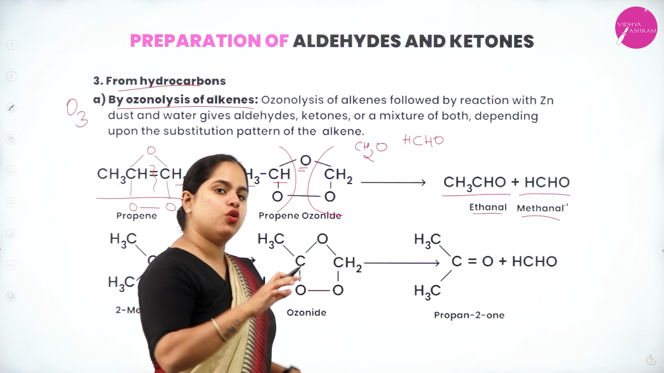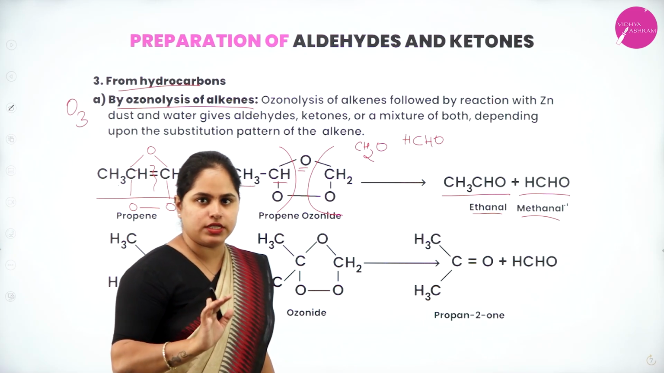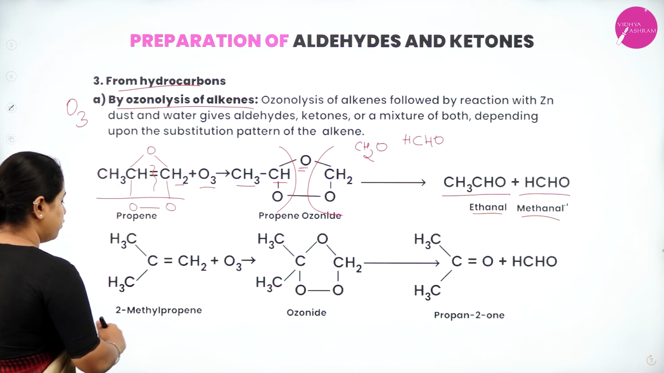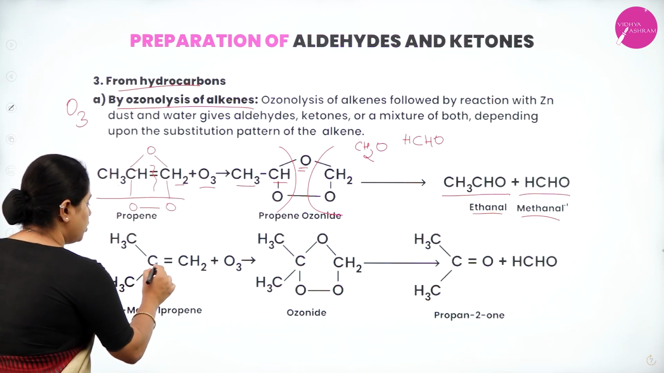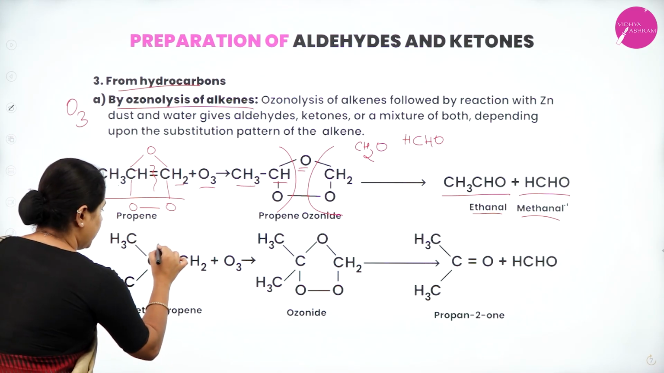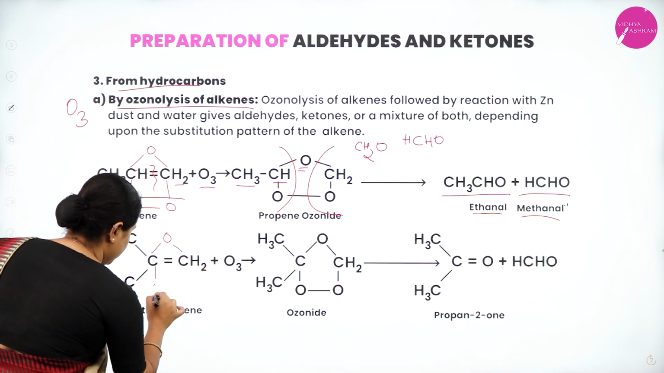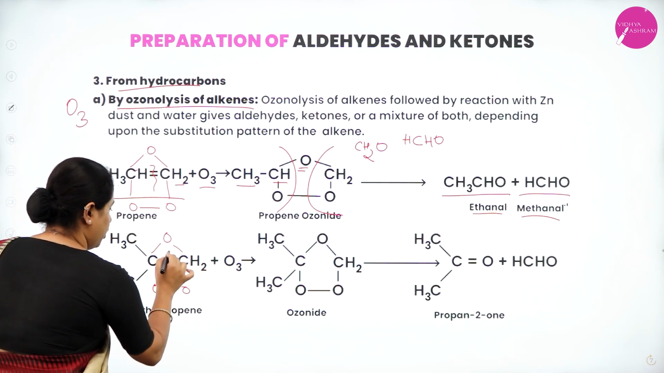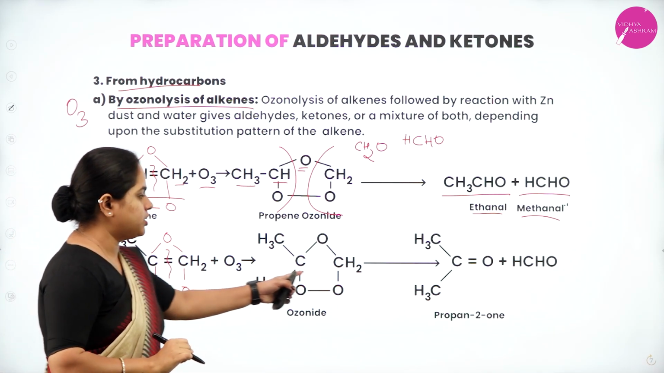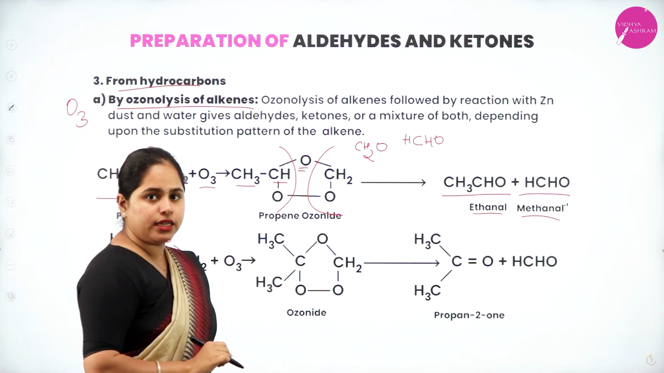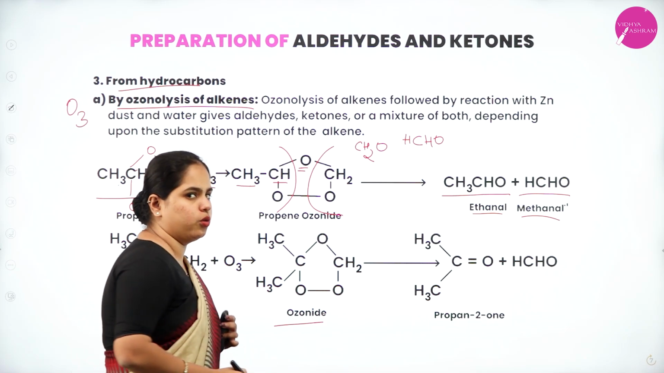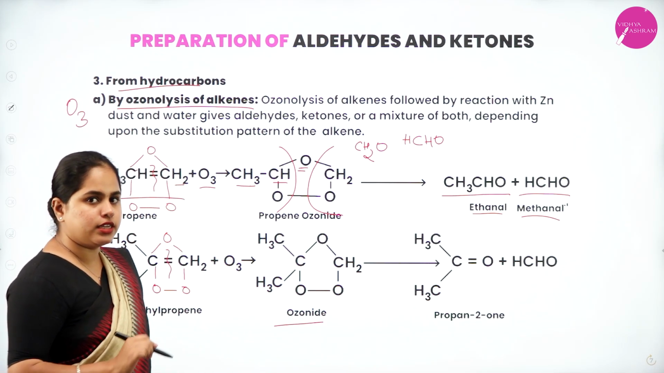So this oxygen is going to combine with zinc and form zinc oxide. Clear? Now let's take another example of 2-methyl propene. Right. So here also double bond is present here. So we are going to add the ozone here. So what is going to happen now? See, of course, this double bond will break. So that structure is shown here. So this intermediate structure is called as ozonide. Okay. So this intermediate structure is called as ozonide.